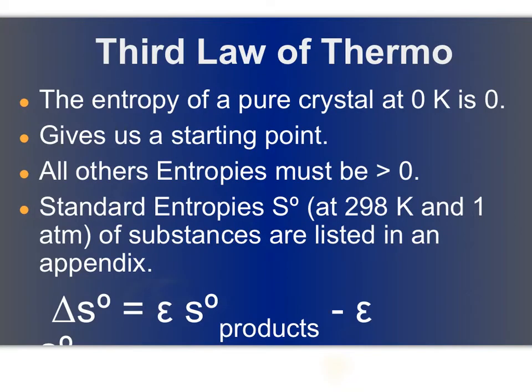The third law of thermodynamics states that the entropy of a pure crystal at 0 Kelvin is 0. This gives us a starting point. What this is basically saying is at 0 Kelvin, which is also known as absolute zero, all particles in a substance cease to move, which means they have perfect order. Any substance that is at a temperature higher than 0 Kelvin would have some sort of disorder. So all substances have an entropy value, and those entropy values will be greater than 0.